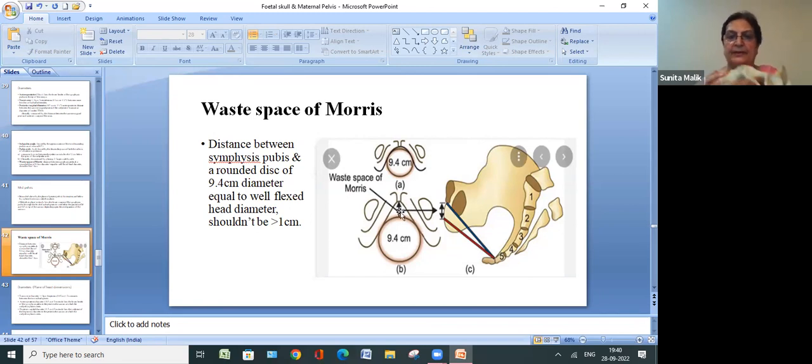So what will happen? The head cannot come out all the way through the outlet. It goes more posteriorly. That's why it gets stuck, because this space is more than 1.5 centimeter. The overall diameter is the same, from the tip till this is the same. So if this becomes narrow, the head cannot negotiate out. So that's the problem. The waist space of Morris, which we calculate between the symphysis pubis and the head, should never be more than 1 centimeter.